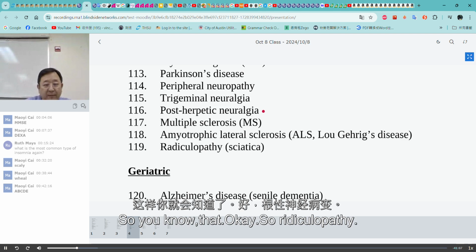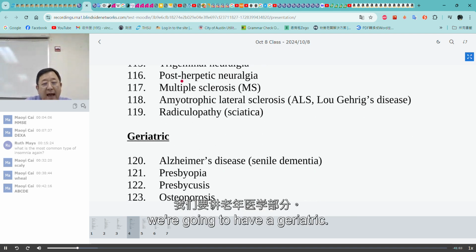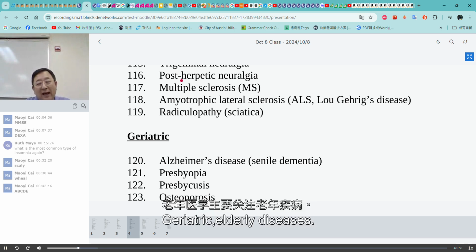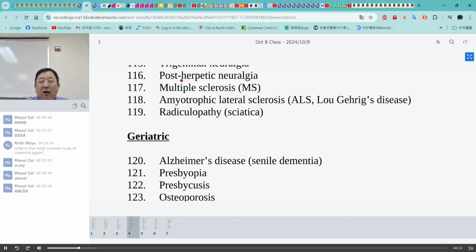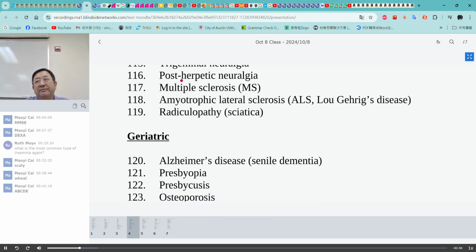So radiculopathy. After that, we're gonna have geriatric conditions. Geriatric is what? Older people, right? Elderly diseases. One of the common ones is Alzheimer's. Alzheimer's disease is also called senile dementia.